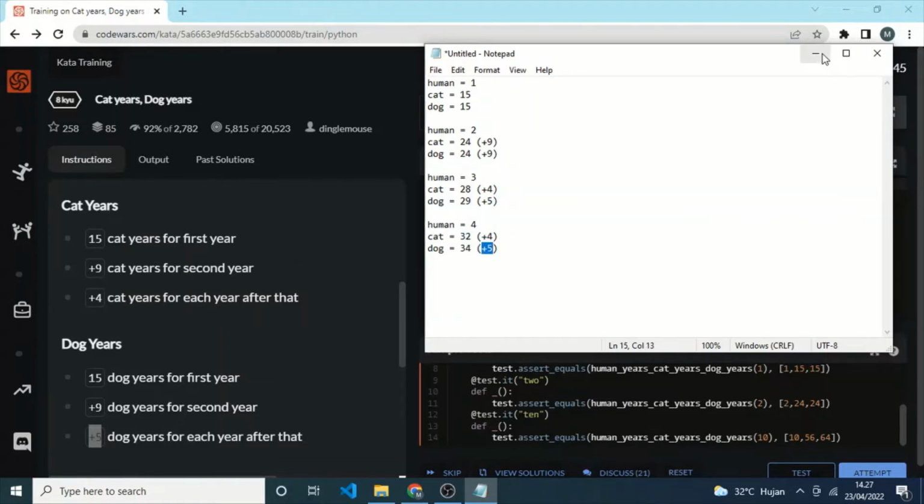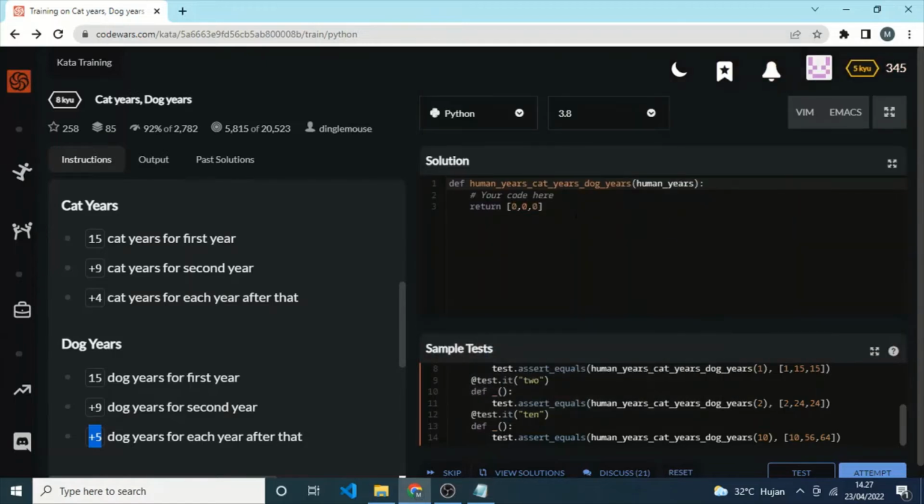Okay, so let's go into the code. The first thing that we have to do is create a variable for cat years and dog years. We don't need to create a variable for human years because it is just the same as the input. So let's create it: cat years equals 0, and then dog years equals 0.